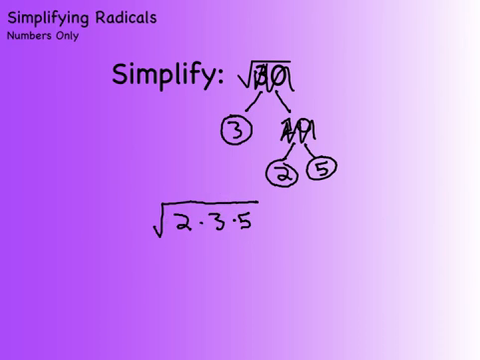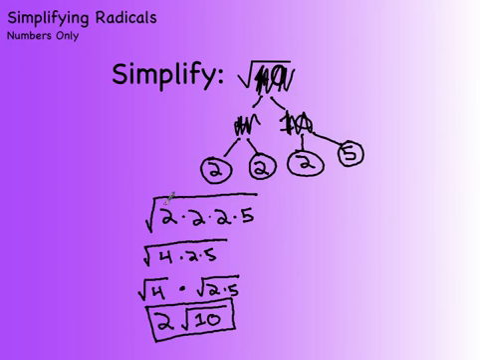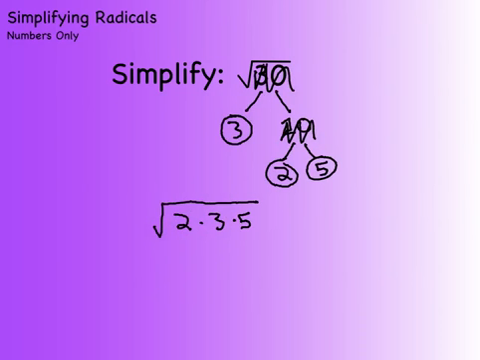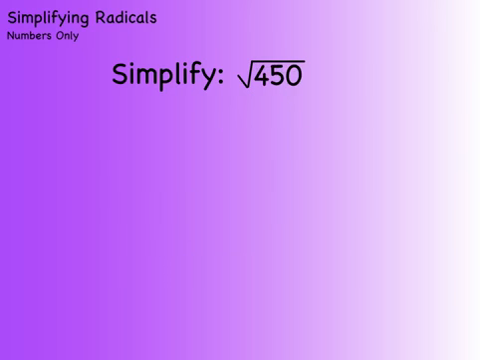And if you noticed in the previous example, it worked out where we had the same number repeat. But in this example, that didn't happen. We have 3 unique numbers. So in fact, you can't simplify this one. This would remain the square root of 30. Let's try one more example, and this one should work out.